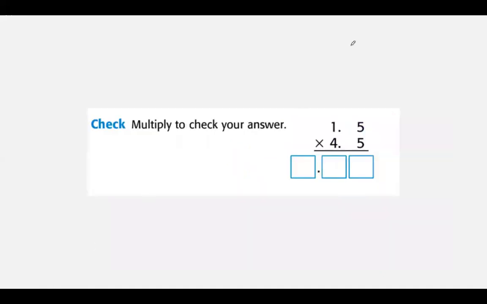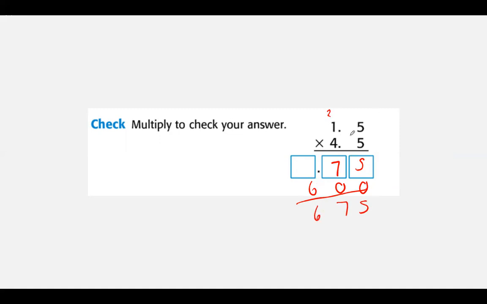Now, you can always multiply to check your answer. Okay, so if you want to check your answer to make sure that we're right, we can multiply. 5 times 5 is 25. 5 times 1 is 5 plus 2 is 7. And then I have my 0 right here. 4 times 5 is 20. My 2 up there already. 4 times 1 is 4. 5, 6. Okay, and I add them up and I get 5, 7, 6.